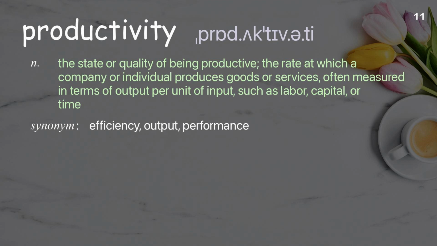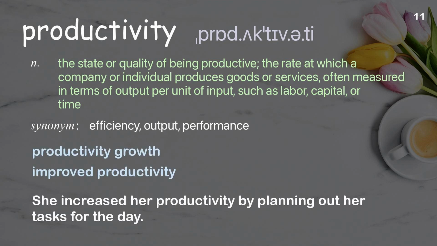Productivity. The state or quality of being productive, the rate at which a company or individual produces goods or services, often measured in terms of output per unit of input, such as labor, capital, or time. Examples: Productivity growth, improved productivity. She increased her productivity by planning out her tasks for the day.